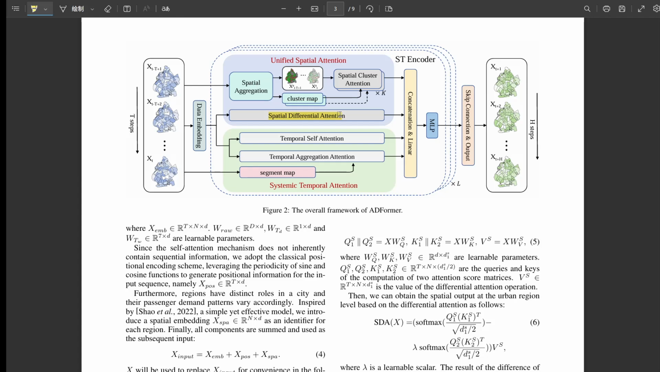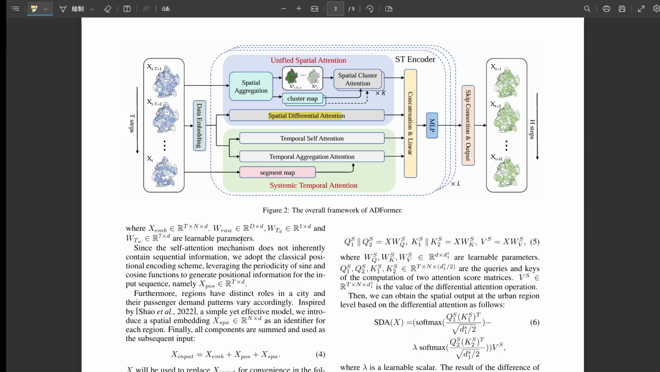The case study, figure 5, shows this nicely. You can see how it groups those little hexagonal regions in the SOM map into larger, meaningful clusters based on demand, not just location. Okay, that makes sense. So spatial differential attention for denoising the fine-grained view, spatial cluster attention for the high-level functional view. That covers the spatial dimension well.